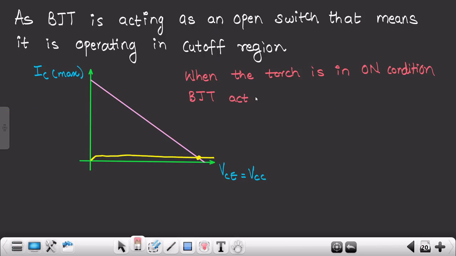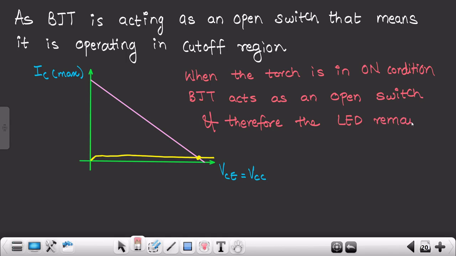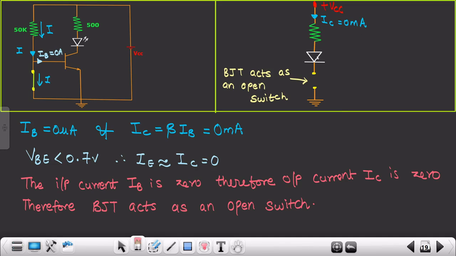BJT acts as an open switch, right? And therefore the LED remains in off condition. So as you can see over here, since your IC is 0, therefore it won't be able to move up till the ground, and thus this LED would be in off condition. I hope you are getting my point. So therefore this LED will not be able to glow, right?